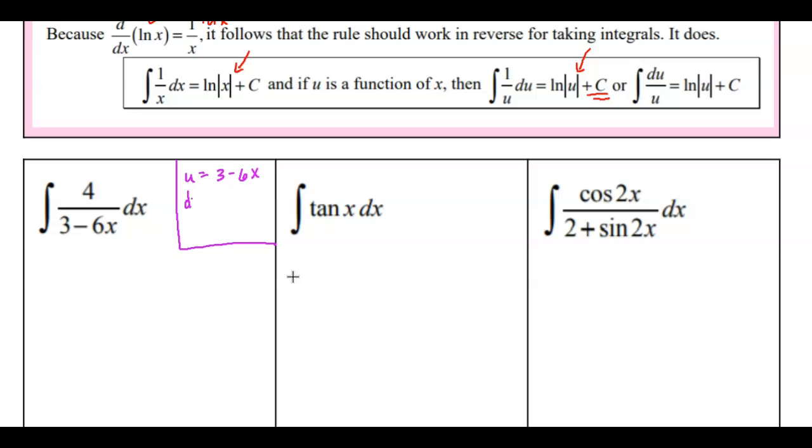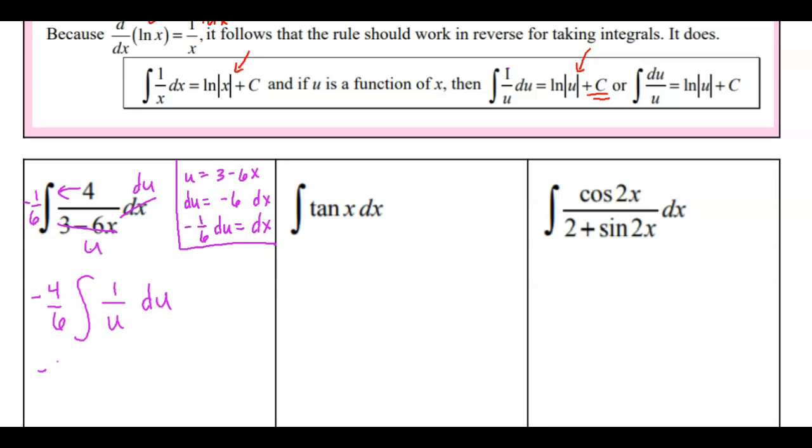Okay, so then du is equal to -6 dx, and I'm going to divide by that -6. Okay, so now we'll go ahead and match it up. So I see a dx, and that's -1/6 du. This is u, and so I can pull that 4 out with multiplication. And I get 1 over u du. And I know I can reduce 4/6, but I'm not going to yet. And so now it is in that form 1 over u du, so we can integrate. So we get -2/3 the natural log of u plus c.